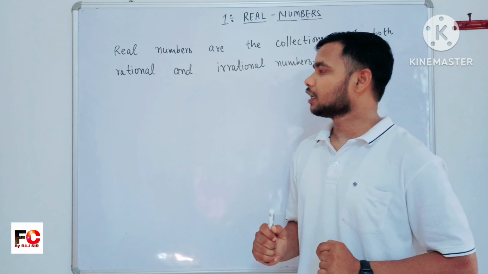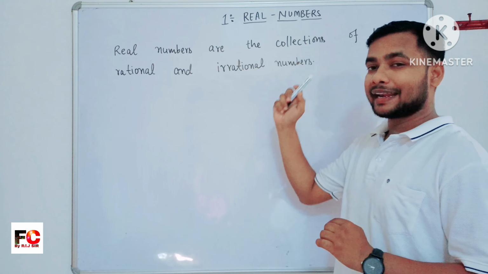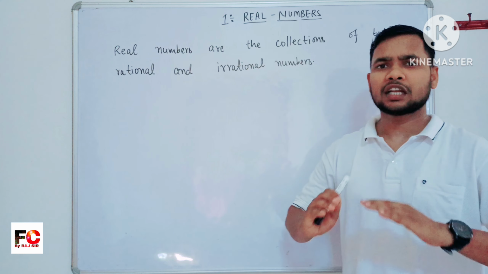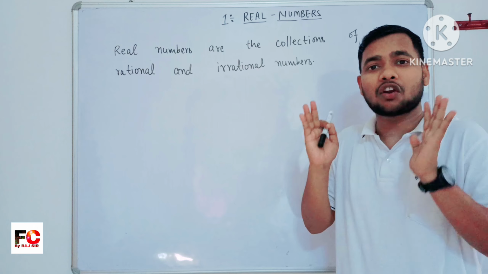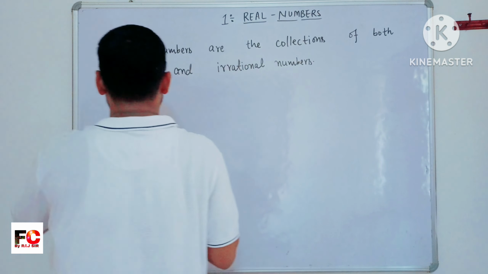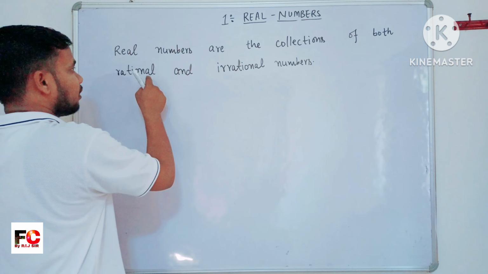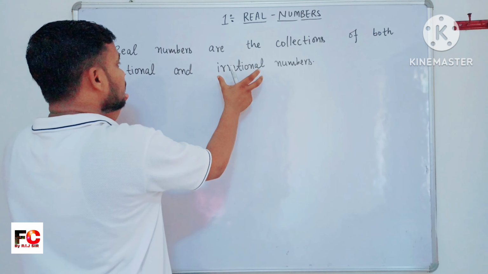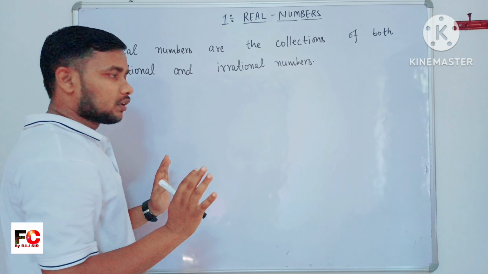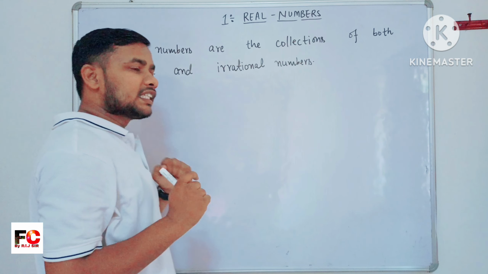The definition of real numbers is: real numbers are the collection of both rational and irrational numbers. Real numbers are nothing but a collection of rational numbers and irrational numbers. If you look here, this is the rational number and this is the irrational number. The collection of both is called real numbers. Now, what is a rational number?